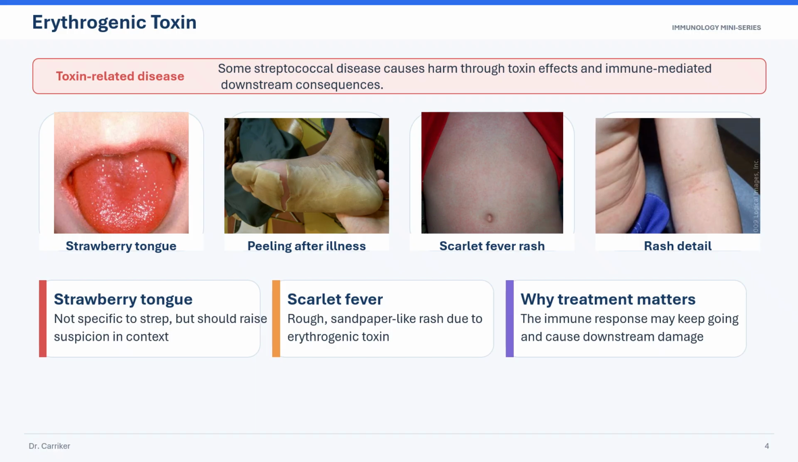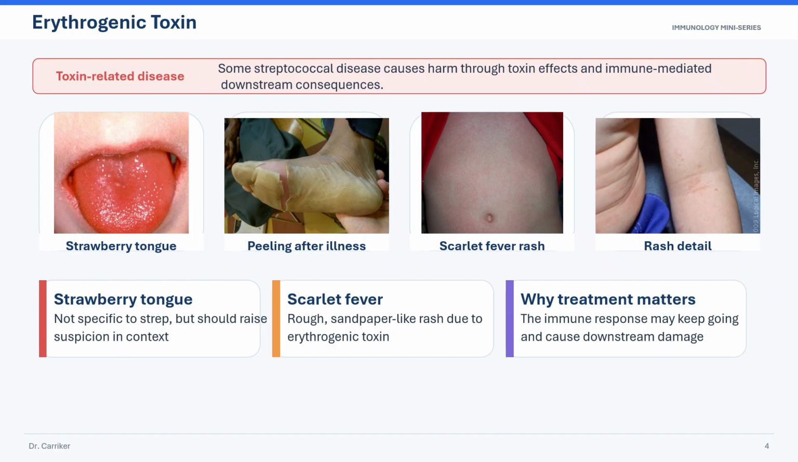So we see the strawberry tongue. In this case, take note of the loss of the papillae, and the tongue looks bare and red. The peeling of the hands and feet, right? They may have had the strep infection a week ago, and in this case, a doctor would want to treat that strep to prevent the patient from making too many antibodies, because in this case, the antibodies could go on to attack other parts of the body.